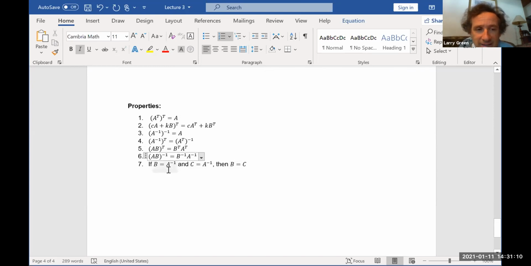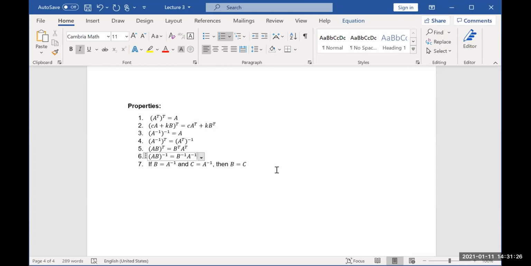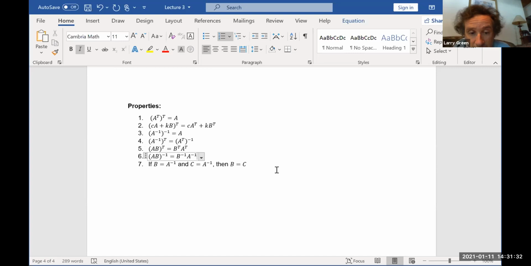If B is equal to A inverse and C is equal to A inverse, then B equals C. In one word, what's the word that we talked about the very first thing I went over? And it wasn't on my agenda. Yeah, unique. This says the inverse is unique. That if I find my inverse and then you find your inverse of the same matrix, we're going to find the same matrix. Our answer is going to be the same. You're not going to get two different matrices that work as inverses. Does that make sense?